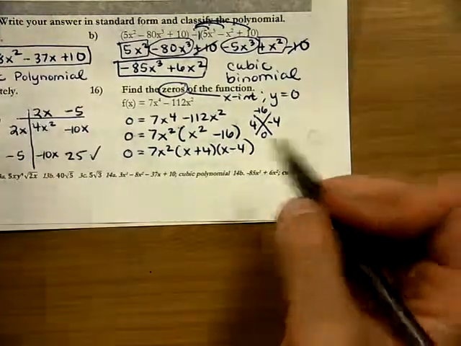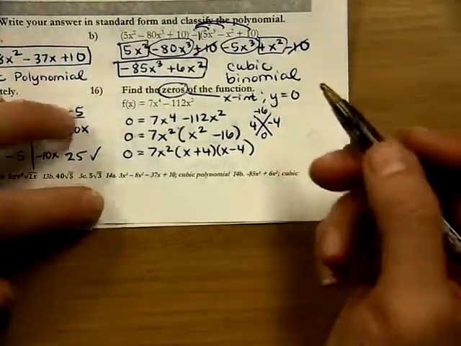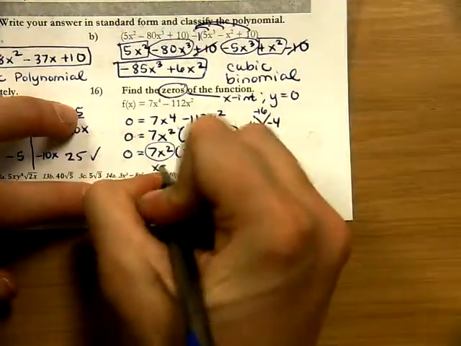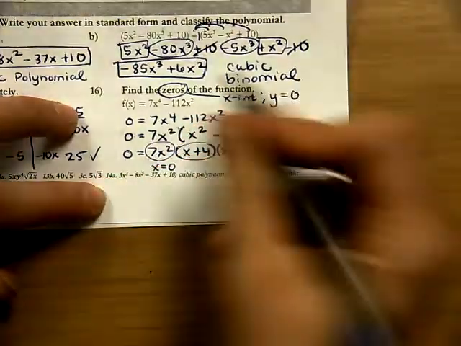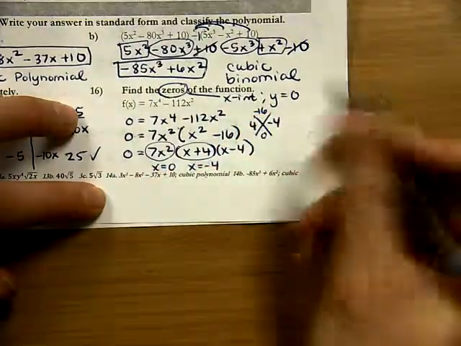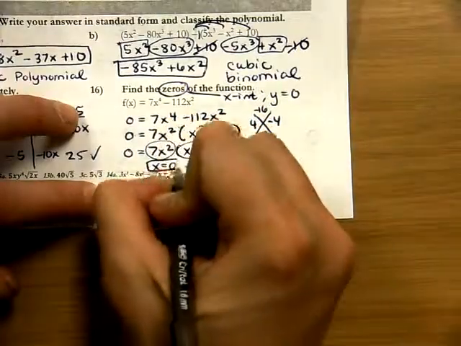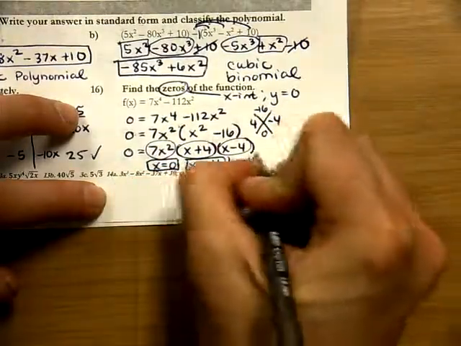Now that they're both linear terms, I can't factor it any further, and I can solve using zero product property. If I set 7x squared equal to 0, I'll get x equals 0. If I set x plus 4 equal to 0, I'll get x equals negative 4. And if I set x minus 4 equal to 0, I'll get x equals a positive 4. So here are my three solutions.